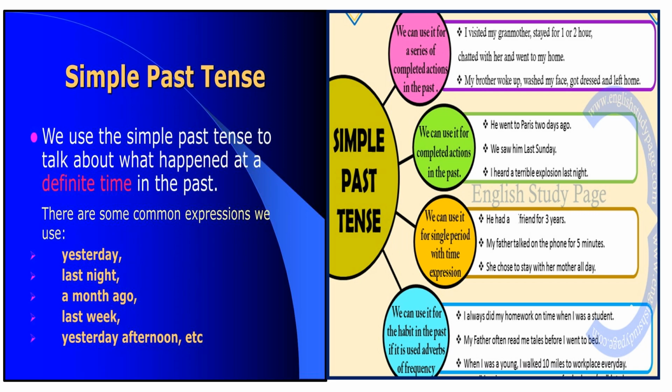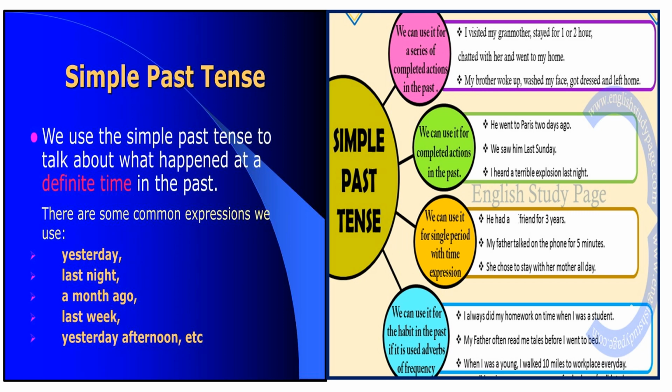What is simple past tense? Children, the simple past tense is also called the past indefinite tense because it tells us that the action was done at some point of time in the past. In other words, simple past tense is used to talk about what happened at a definite time in the past. Hope you all have understood?